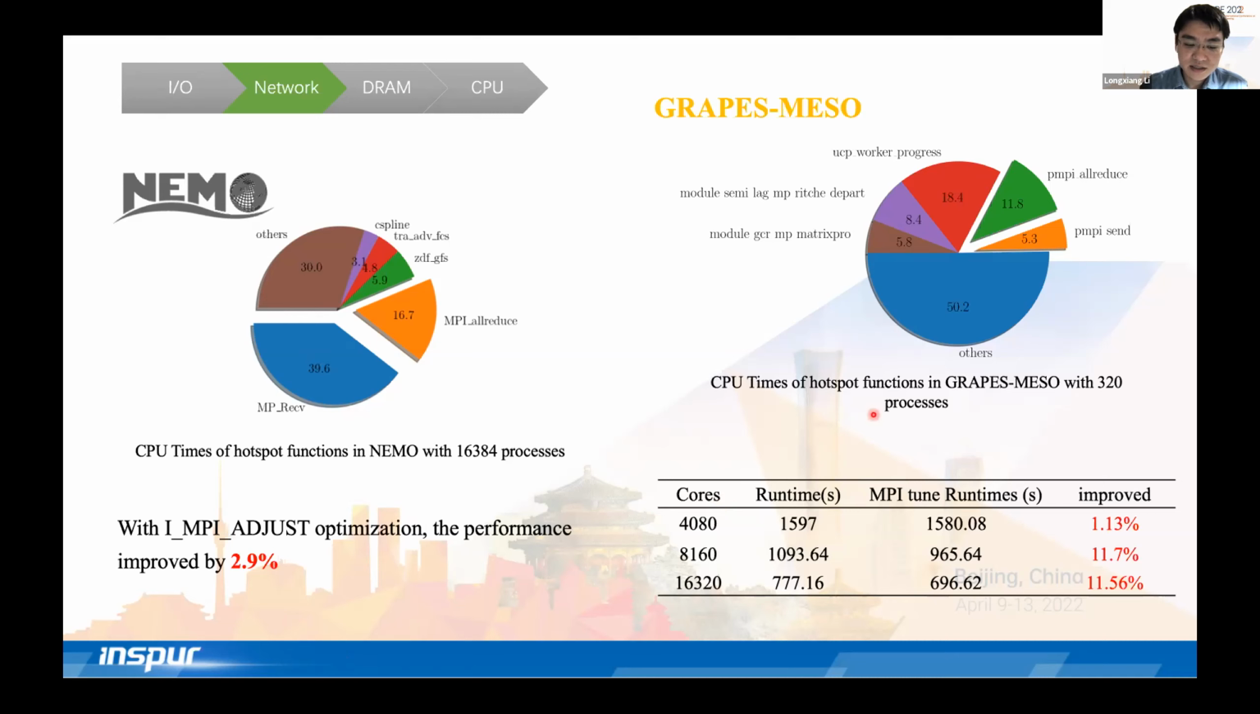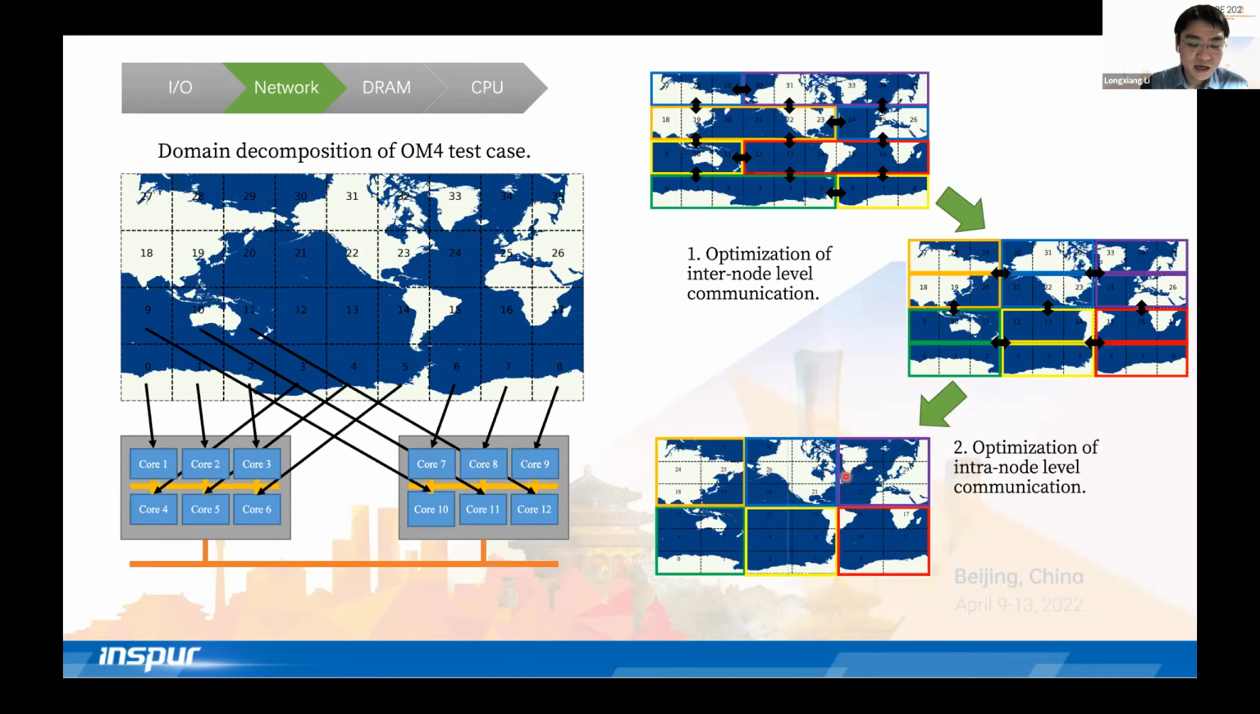In the GRIPS application, the most time-consuming MPI functions are send and allreduce. It is similar: when we adjust the allreduce algorithm, we have achieved a 1.30% improvement with 4,080 cores. However, when the parallel scale is doubled to 8,160 cores, the improvement ratio has increased to 11.7%, which is a significant improvement.